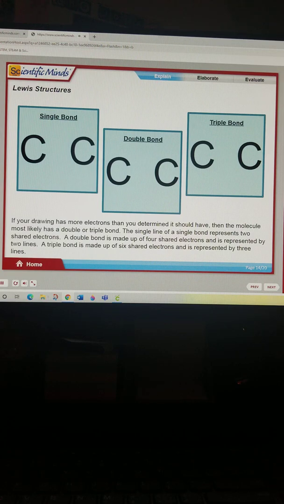If your drawing has more electrons than you determined it should have, then the molecule most likely has a double or triple bond. The single line of a single bond represents 2 shared electrons. A double bond is made up of 4 shared electrons and is represented by 2 lines. A triple bond is made up of 6 shared electrons and is represented by 3 lines.